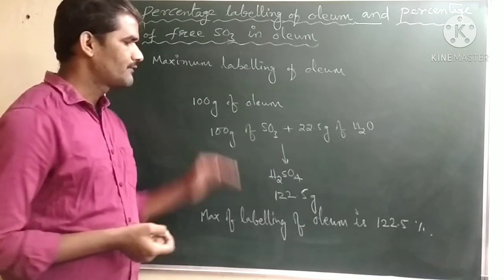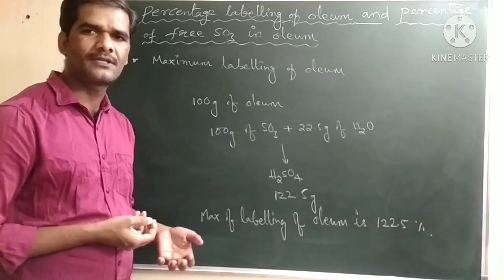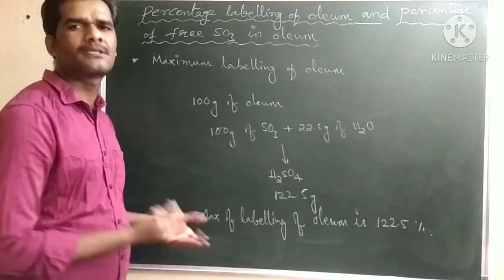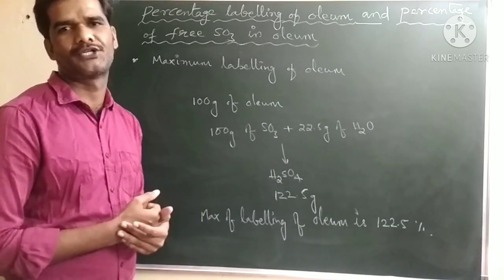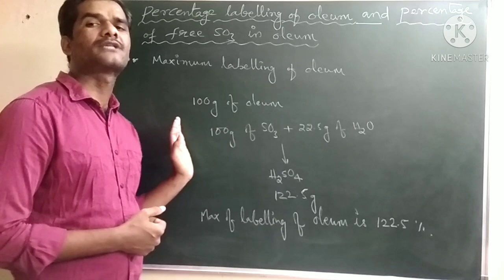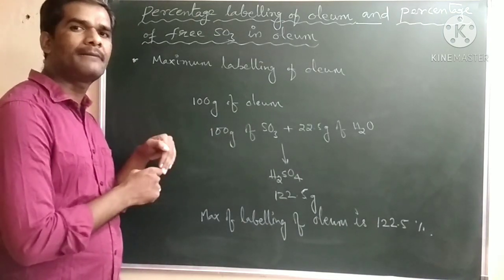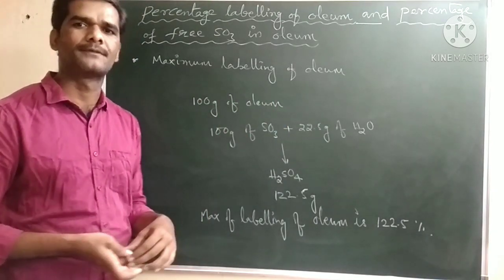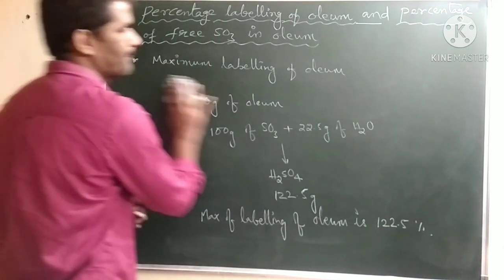Then what is the minimum labeling? Minimum labeling means we have to take the minimum amount of SO3. In 100 grams, the minimum amount you can take is 0. 0 is the minimum, so no need to add any water. So it will start with 100%. So here 100 grams of oleum contains only H2SO4. There is no SO3. So the minimum limit is 100%. The maximum limit is 122.5%.